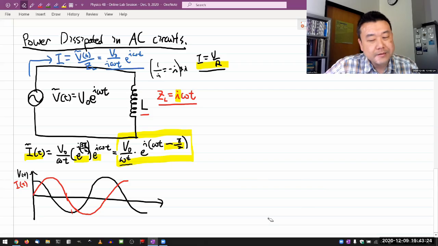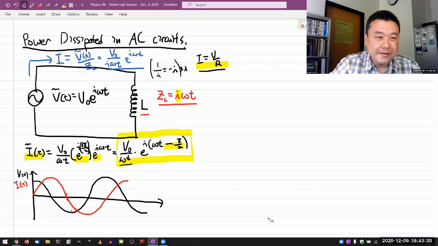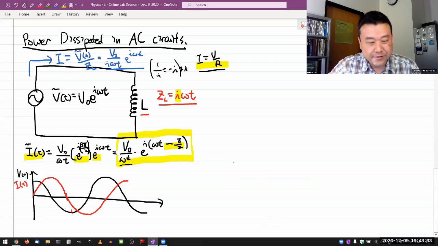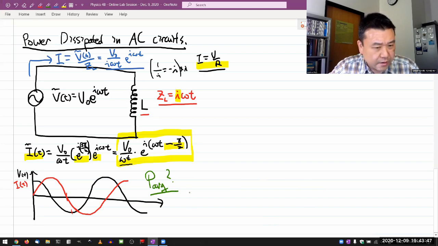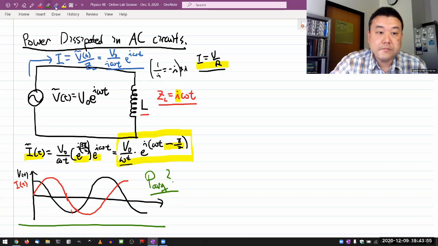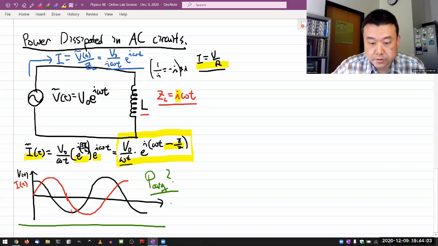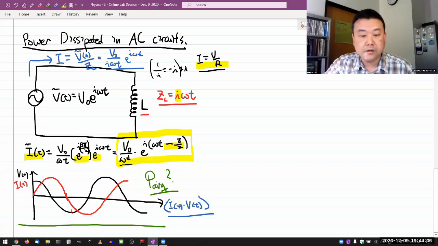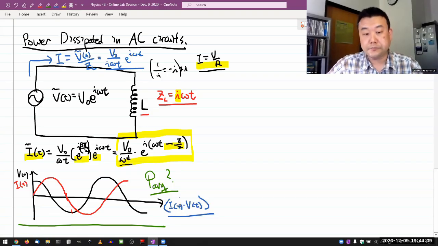So I think it's easier to start with the answer. Let me just start with the answer for this particular question. The question being, what is the average power dissipated in a circuit? And that's something I can actually attempt to answer using this representation here, because these are all real functions. If I'm doing an average over time, that gives me the average power in the circuit.